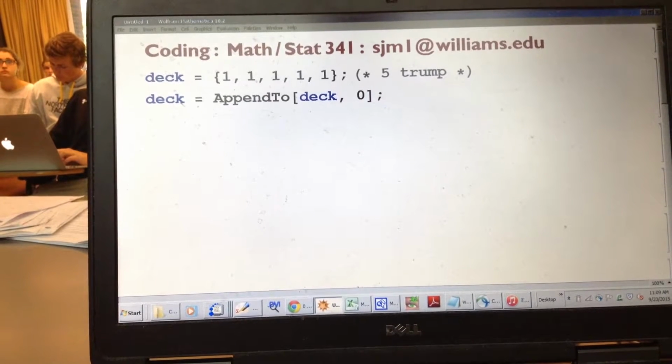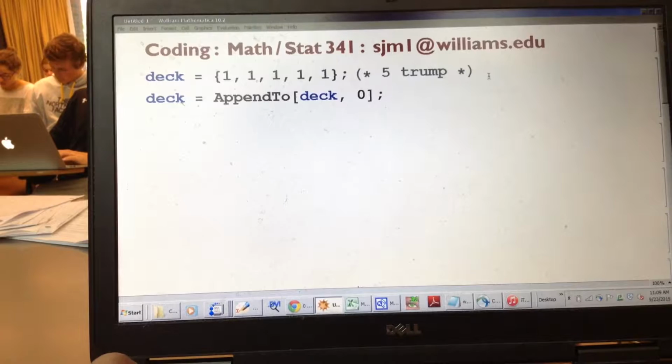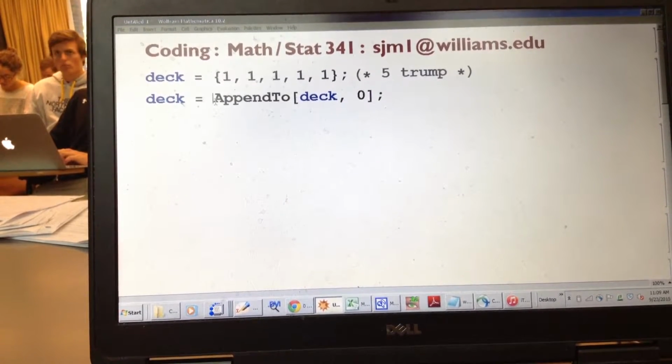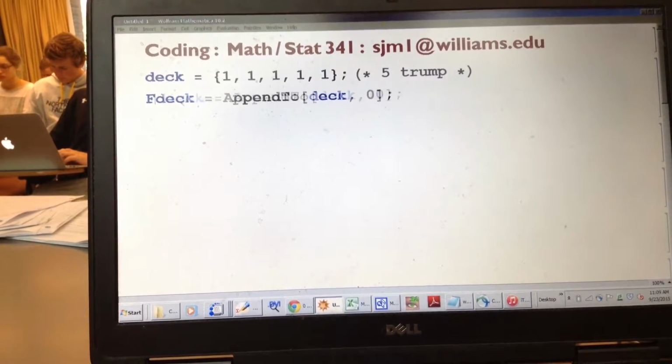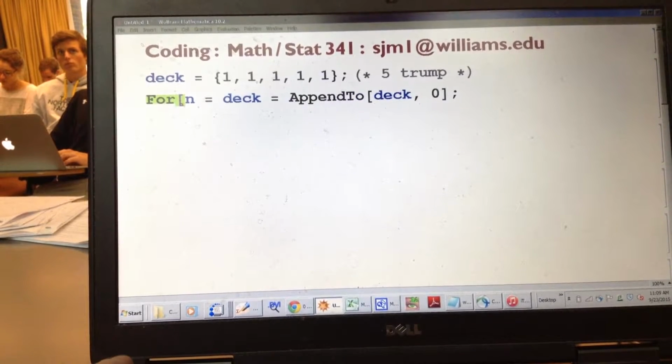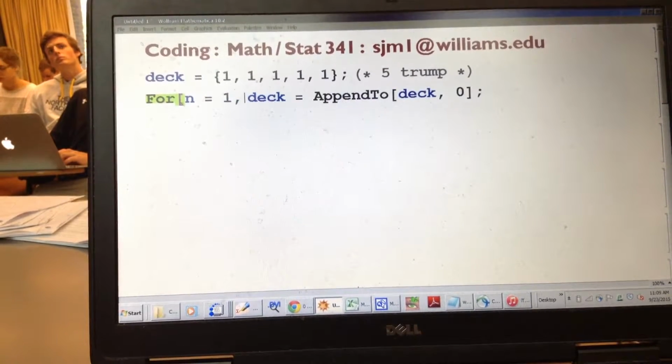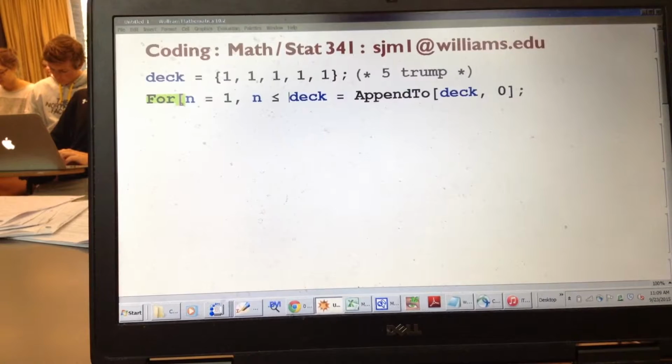Now how many times will that add 0 to the deck? Once. So what I'll do is I'll put a for statement in here. For n equals 1, n less than or equal to, how many cards do I have to add?